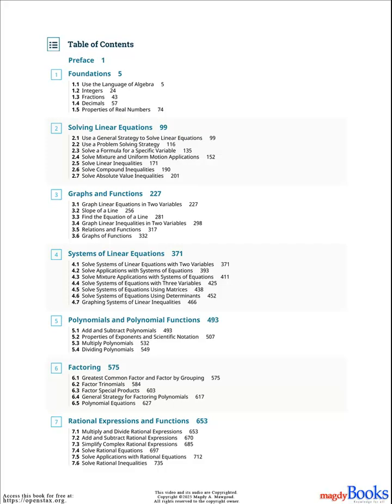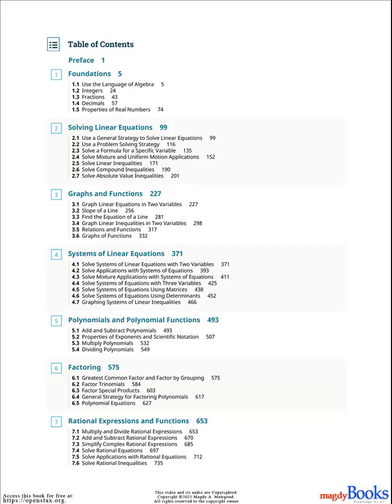5. Polynomials and polynomial functions. 5.1. Add and subtract polynomials. 5.2. Properties of exponents and scientific notation. 5.3. Multiply polynomials. 5.4. Dividing polynomials. 6. Factoring.